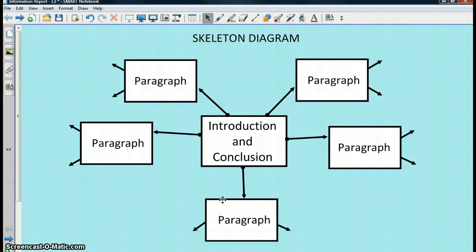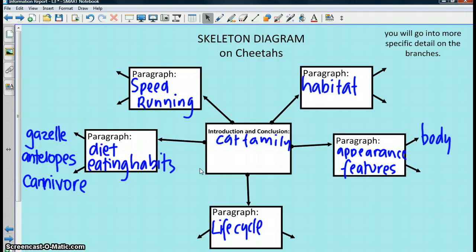This was my Thursday lesson that I created on introducing the students to planning a report using a skeleton diagram. So basically this is the first slide, and I discussed with the students what a skeleton diagram is, and that this is what it looks like, and discussed how the paragraphs are around the edge and the introduction and conclusion ideas go in the middle, and discussed how planning a report is important, etc.